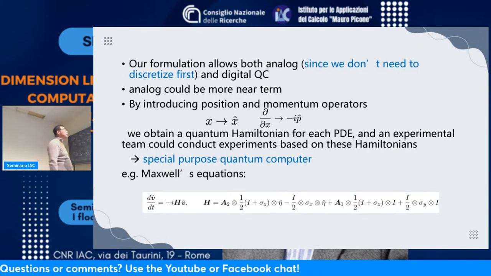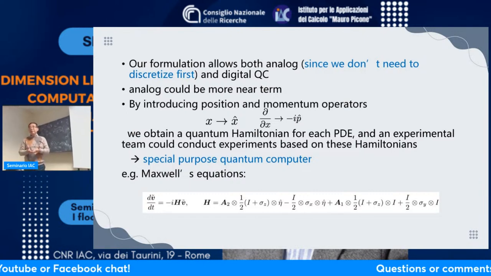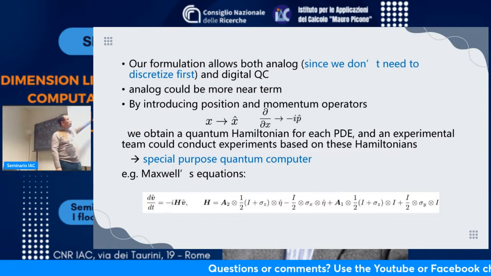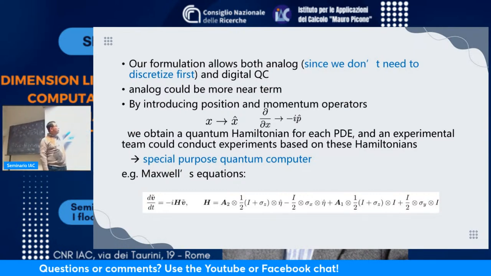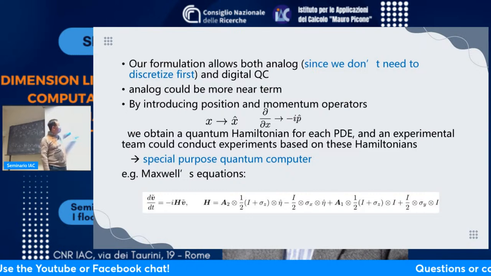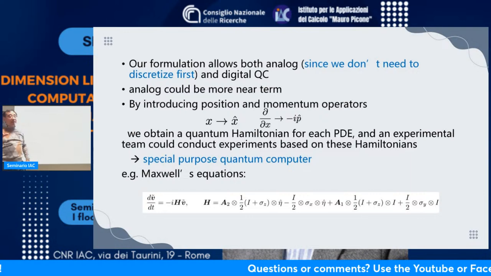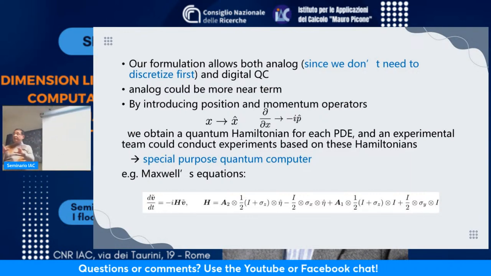So this is actually what we do. Give me a PDE, we Schrodingerize it. Okay, we have this Hamiltonian. Then we quantize the Hamiltonian. This is how you go from classical to quantum: you make this x position into a position operator, and I make d/dx to be i times the momentum operator. Then we have this quantum Hamiltonian.